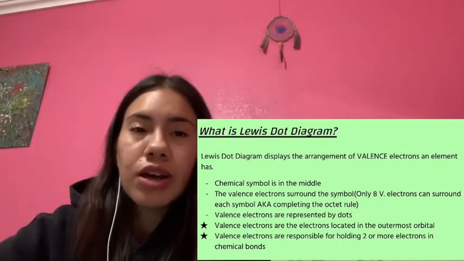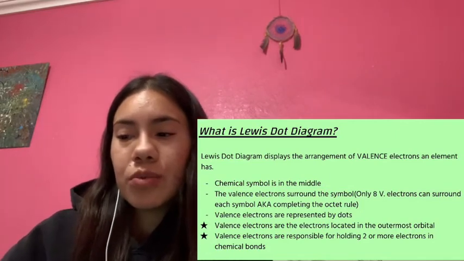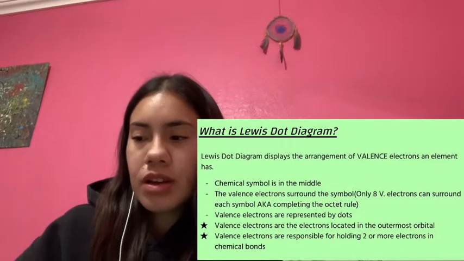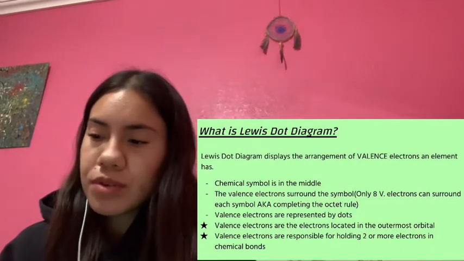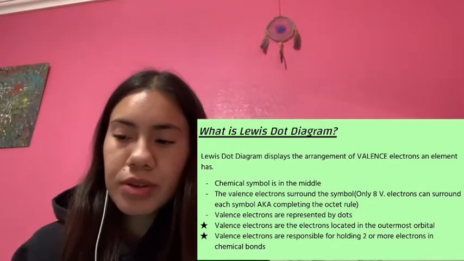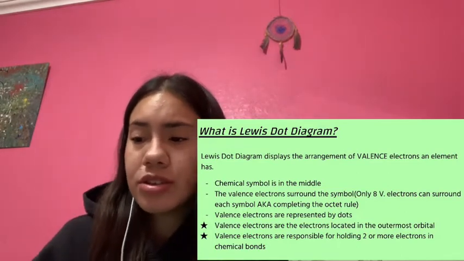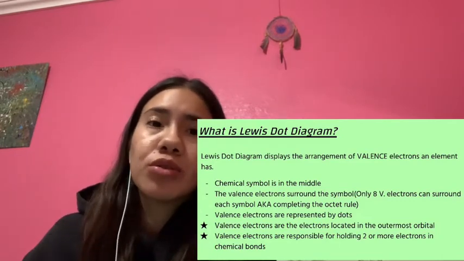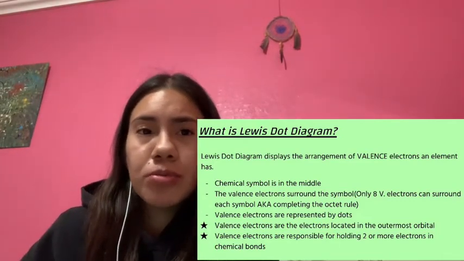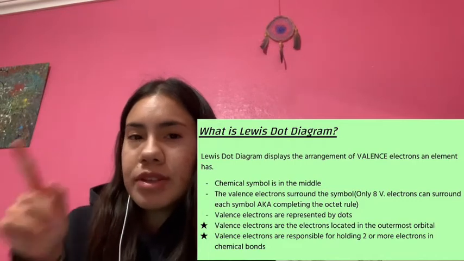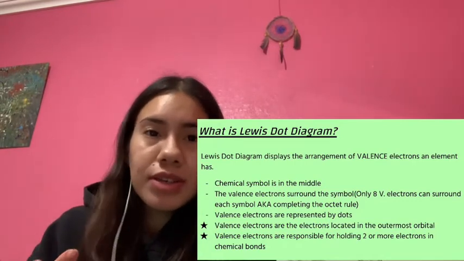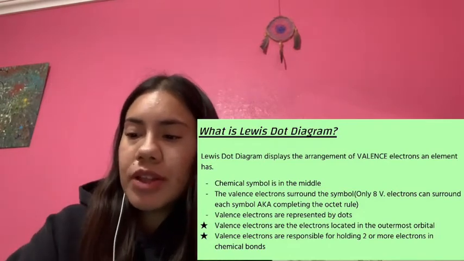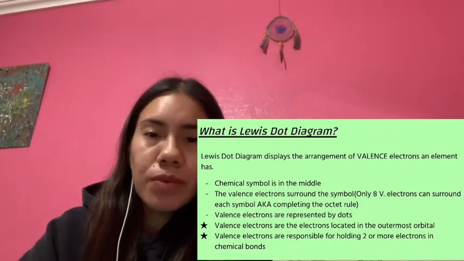So before, we were looking at all the electrons, but now we are looking at the valence electrons, the electrons in the outermost orbital. So what we're going to do is put the chemical symbol in the middle, and this is just for one element. For example, if we were just doing carbon alone, it would just be C in the middle, because C is the chemical symbol for carbon. And then we would put the valence electrons around the symbol.